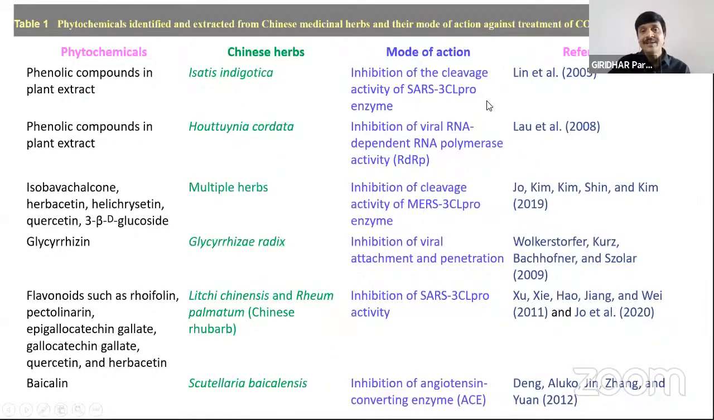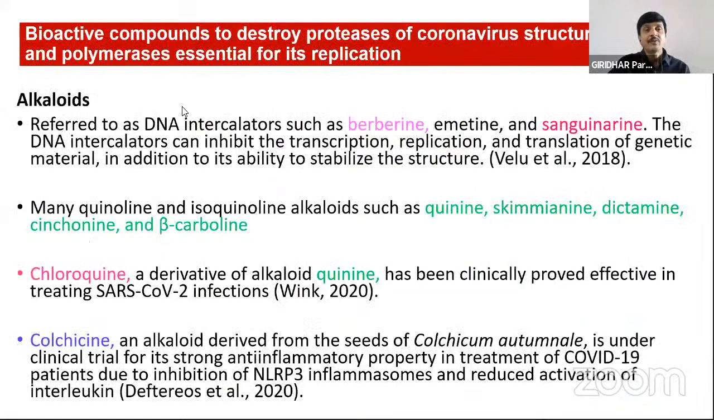And their mode of action, if you look at the entry level itself, they are effective by preventing the attack, the fusion between the SARS virus and the 3CL protease enzyme. Similarly, the inhibition of viral RNA, RdRp, is another important thing. Similarly, the 3CL protease, and at the angiotensin converting enzyme receptor level also, the binding can be prevented. Similarly, bioactive compounds destroy these proteases of coronavirus, structural proteins and the polymerase essential for its replication.